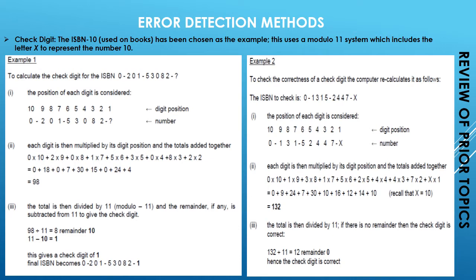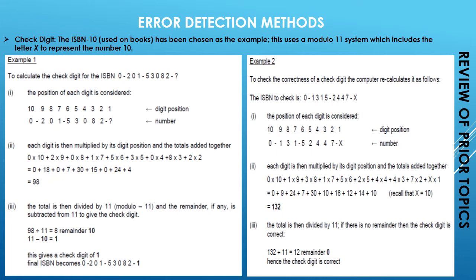So the very first step is the same. The position of each digit is considered. In the second step, each digit is then multiplied by its digit position and the totals added together. So here you need to recall that X is equal to 10. So 10 will be multiplied with its digit position, which is 1. Then 7 will be multiplied with its digit position, that is 2.